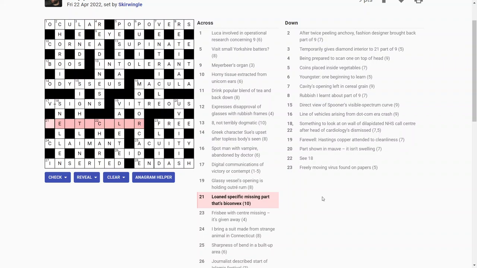Loan specific. Oh dear. Missing part that's biconvex. Lenticular. That's a word, isn't it? Lenticular. Like clouds can be lenticular. Oh, lent. Loaned. Specific missing part. It's particular without the part. Amazing. What a fantastic crossword. So lenticular must mean biconvex. And we've learned from this that the lens is a biconvex lenticular part of the eye.